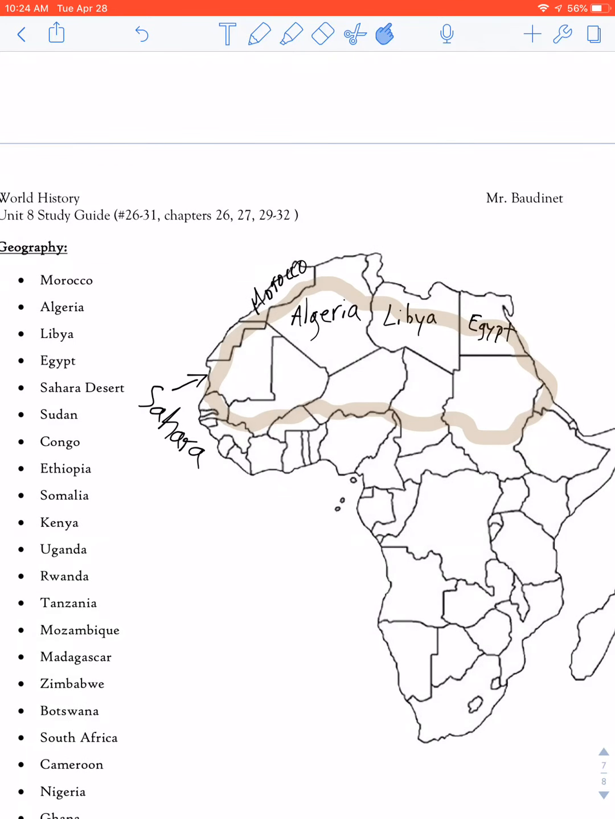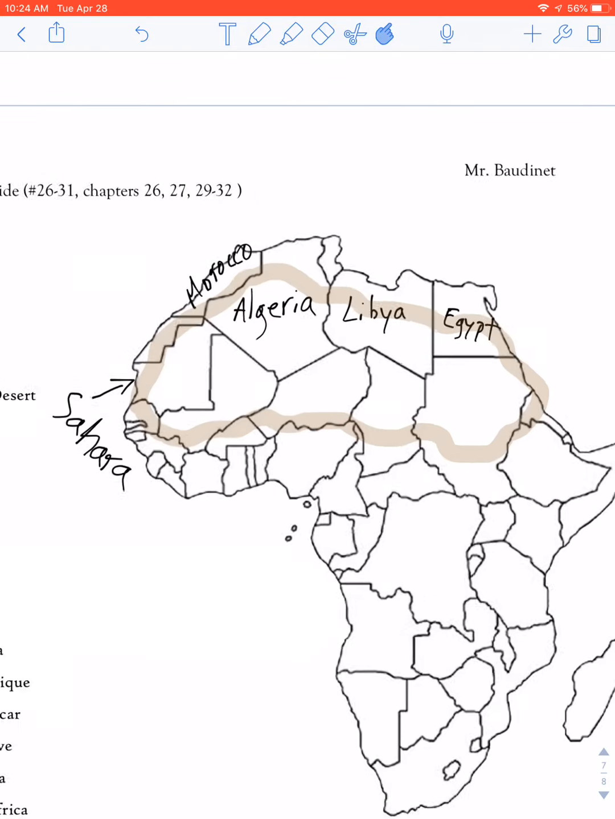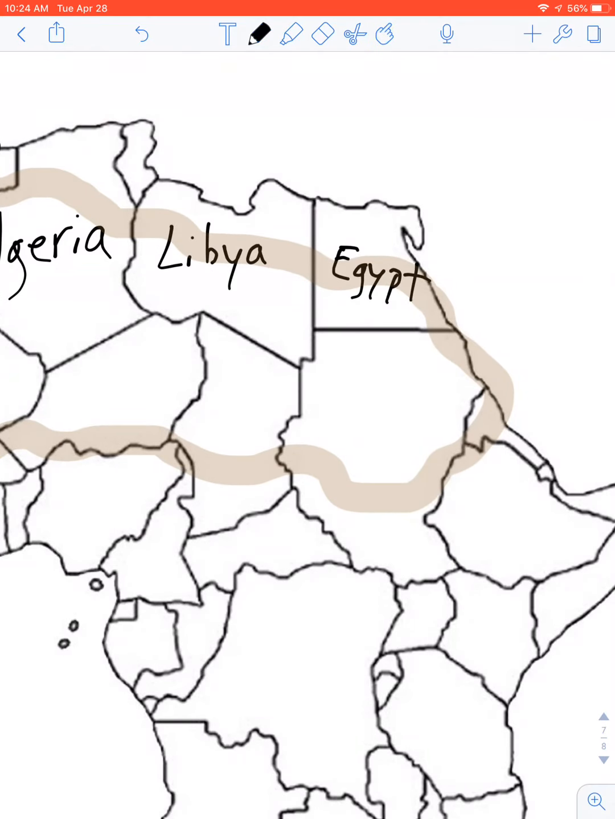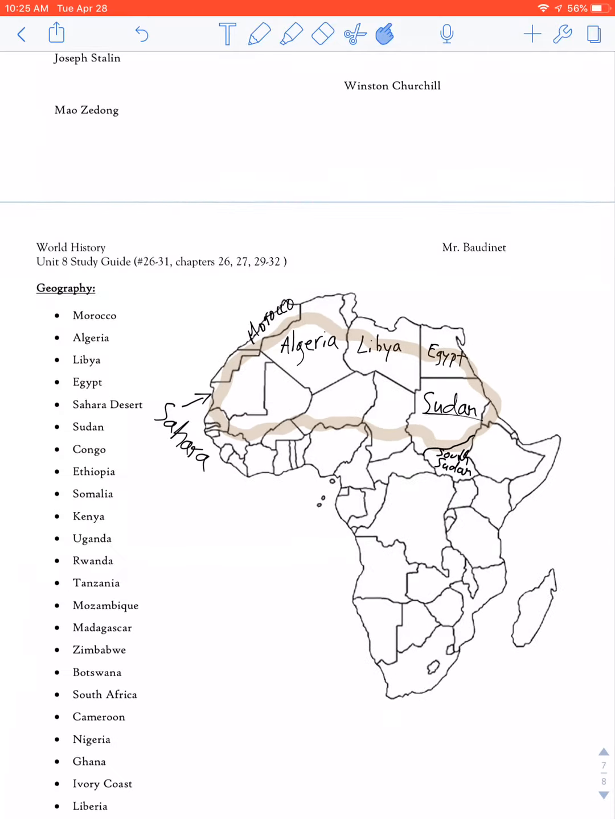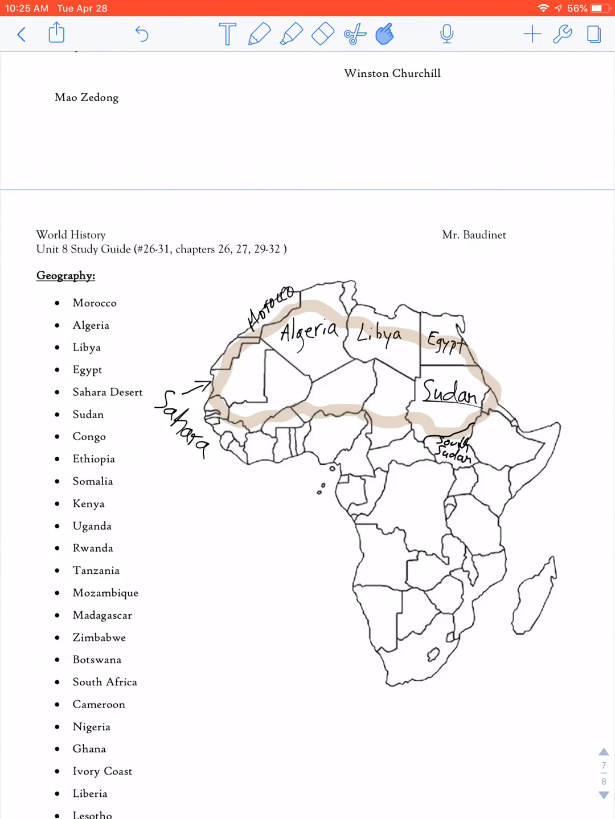Then we have the Sudan, right in here. Sudan, right there. And technically nowadays, this right here is South Sudan, because they had a civil war. They wanted independence from the larger country of Sudan, and it was bad. It was a bloody civil war. Hundreds of thousands of people died in horrible and unusual ways. So they got their country.